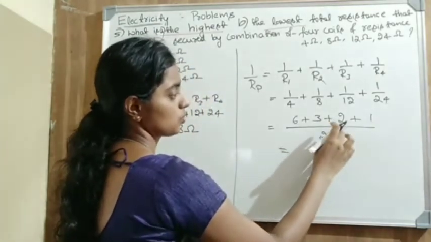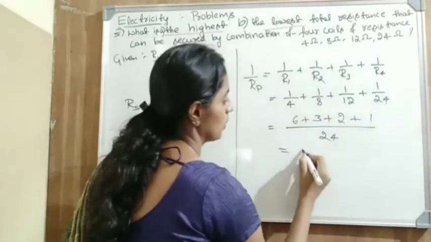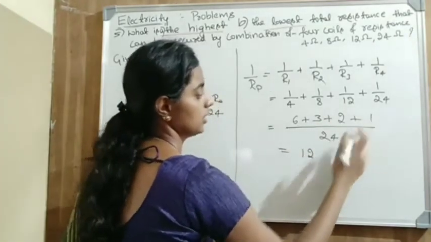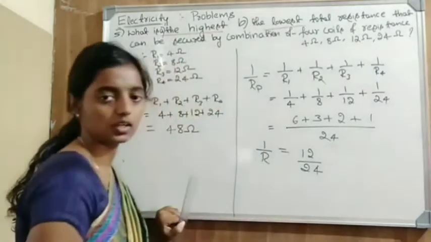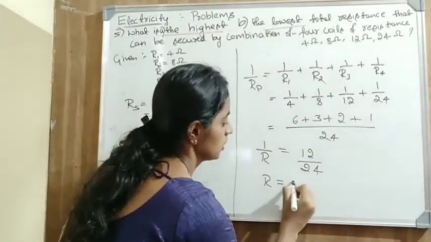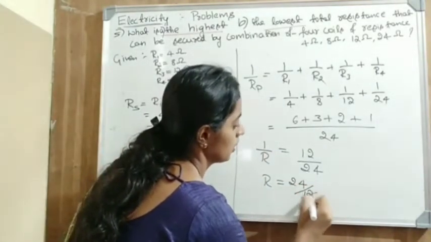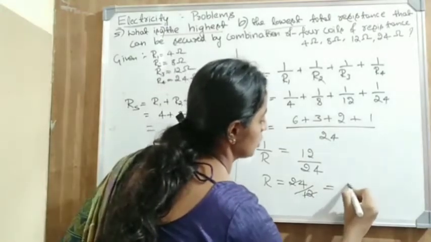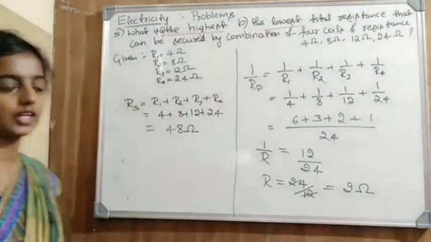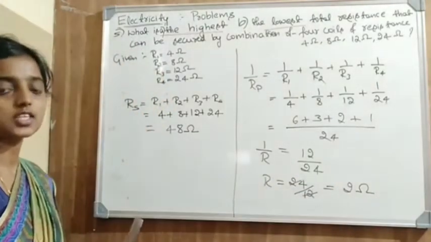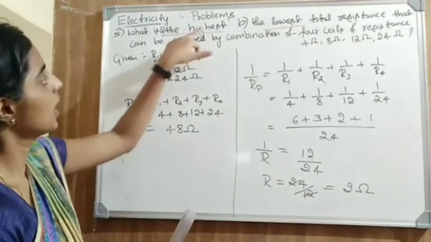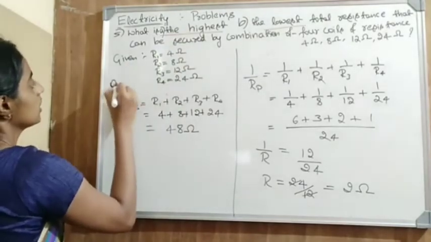Add this. How much will we get? 6 plus 3 plus 2 plus 1, that is 12, so 12 by 24. This is our 1 by R. Now the reciprocal of this will be 24 by 12. So what will we get? 2 ohm. Right. So here we got 48 ohm and 2 ohm. So which one is highest here? 48 is highest. So this is our A.